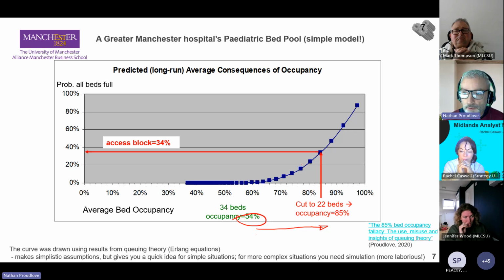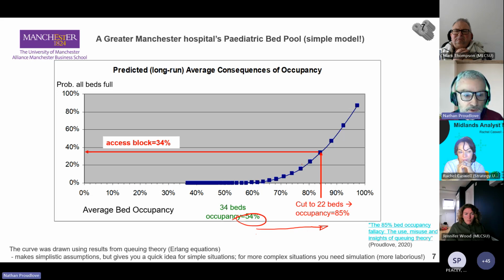We obviously can't outlie a child in an adult bed. We don't want to transfer them to another hospital. This really is pretty risky. And it's the wrong way of thinking about things. So instead, think about, well, what is an acceptable level of performance?